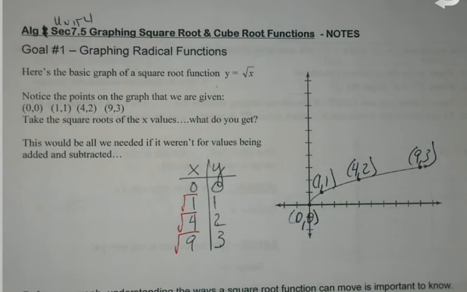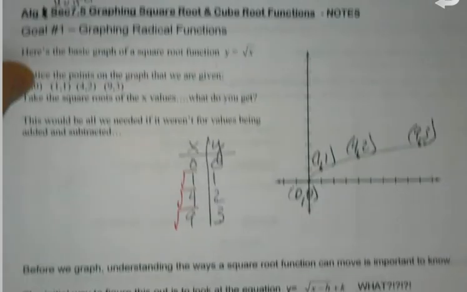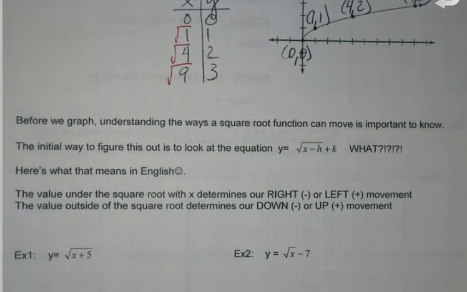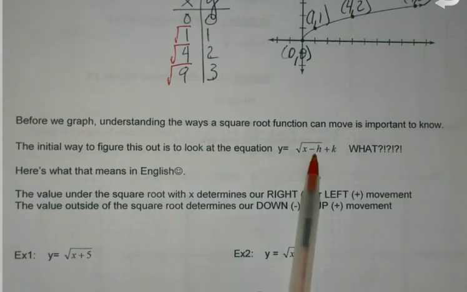So, instead of us having to memorize all these fancy things, as I move down a little here, I have this funky looking math equation. Okay, we use this in some of the math classes. You're like, whoa, x minus h plus k, what are you doing? Okay, English only. The value that's with x, under the square root, determines if my graph's going to move left or right. The value outside is going to determine if I go up or down.